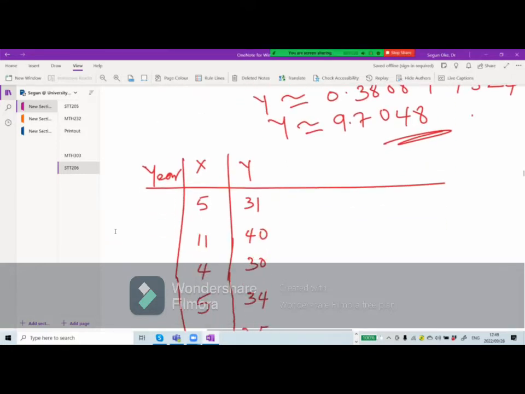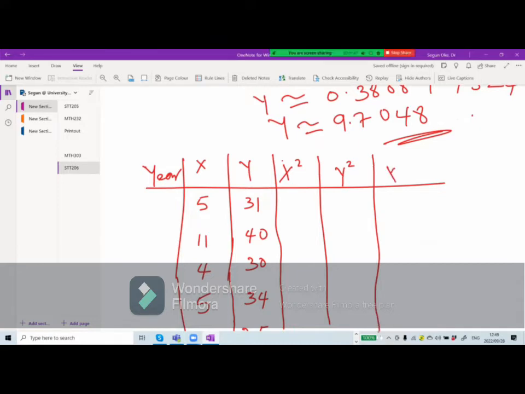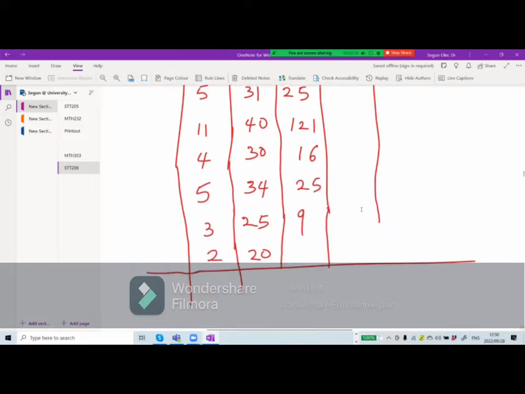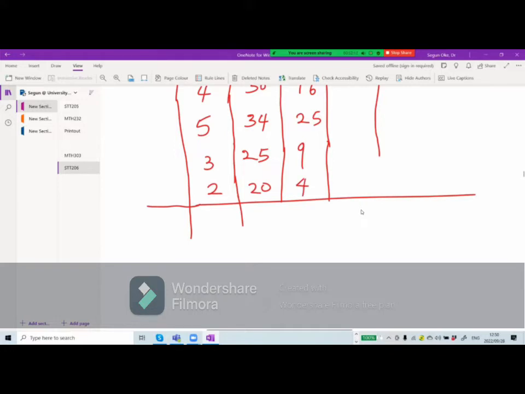Let's look at what are the things we need. We need X squared. We need Y squared. Then we need XY. So let's do the X squared, please. Somebody should call it for us. 25. 25. 121. 16. 25. 9. And 4.